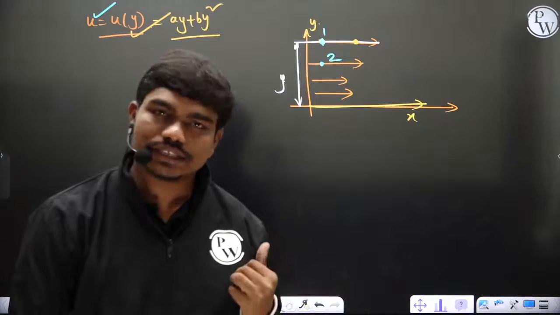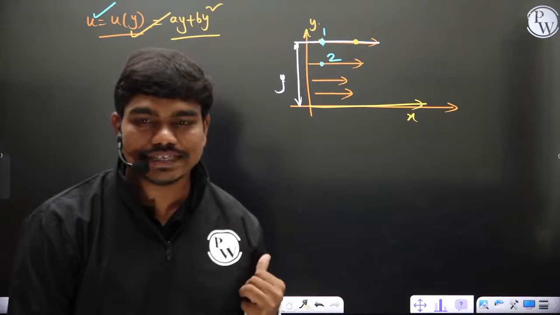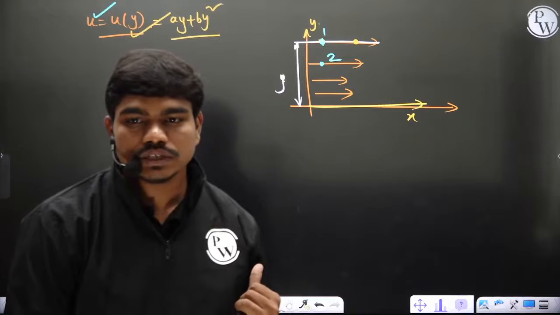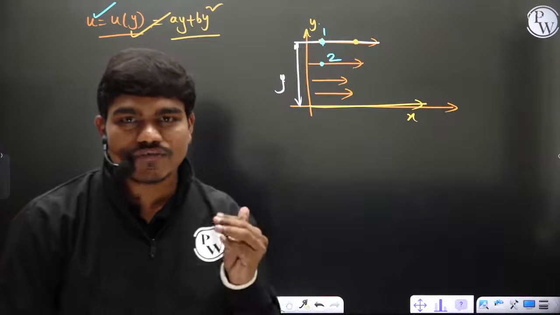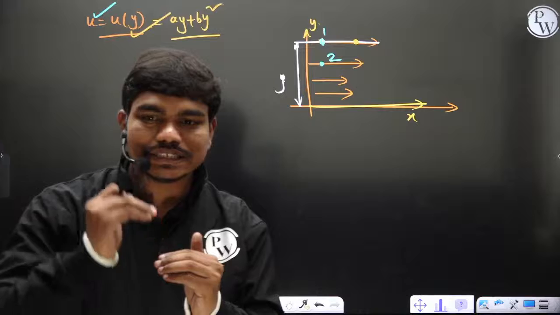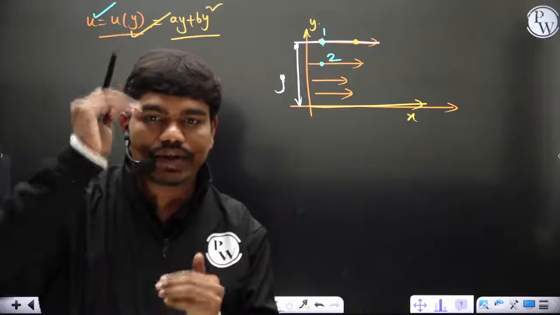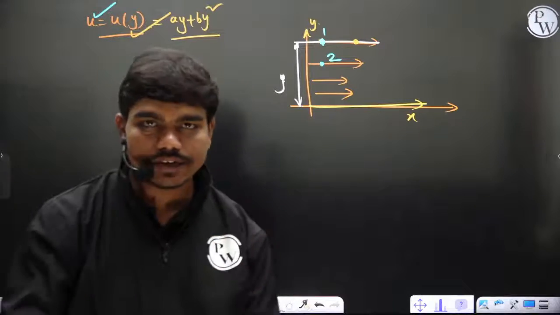This is valid for all layers. Yes, these expressions are valid for every layer of fluid. u depends only on y means the velocity of the layers changes only with respect to y. It doesn't change with respect to x. Clear? That's what we mean.